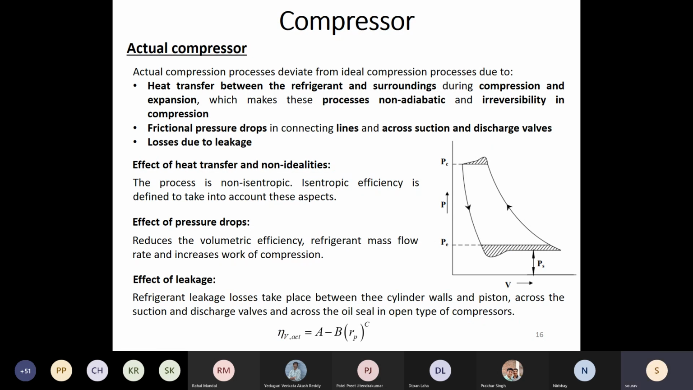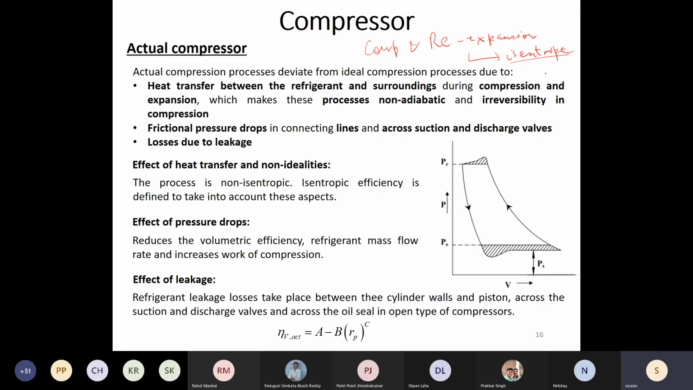So let us just have a quick discussion on how the operation and the characteristics of an actual compressor will differ from the ideal compressor which we have been discussing in the previous class. What are the idealities we have discussed? We have assumed that the compression and re-expansion is isentropic. Okay, so it will not be isentropic. There will be some amount of heat transfer which was not accounted. Okay, so this is one non-ideality.